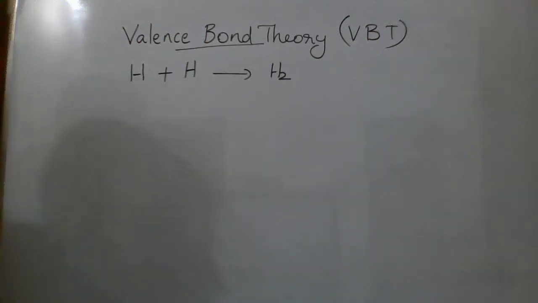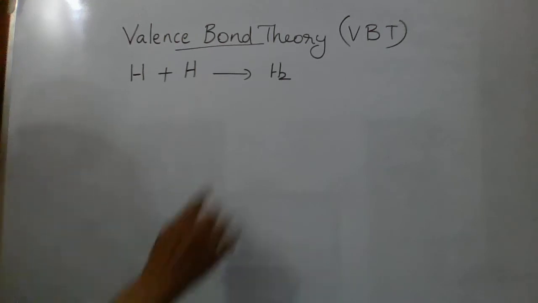Valence bond theory, VBT. This theory was first introduced by Heitler and London and later developed by Pauling and others. This theory involved electronic configuration of the combining atoms, hybridization, overlapping of atomic orbitals, pairing of electrons, etc. Let us discuss the formation of hydrogen molecule.